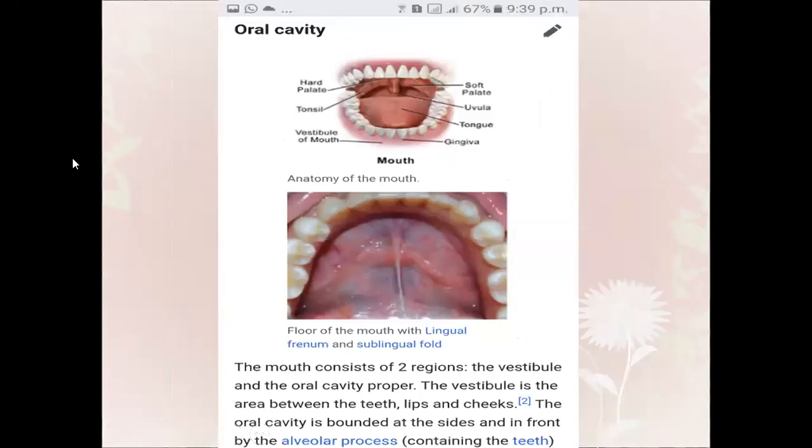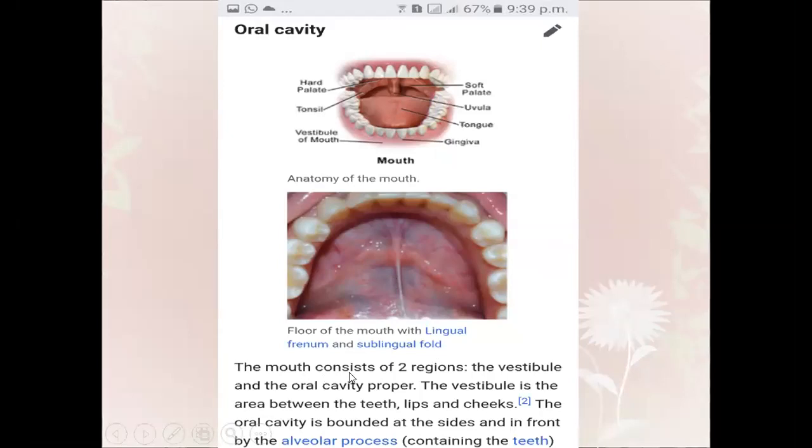Okay, now this is again the oral cavity structure. You can see the frenulum in the mandibular part. This is the lingual frenulum. Lingual means the tongue part or below the tongue. Lingua is the medical term for the tongue. And the sublingual folds can be seen. Okay, now again we are defining it.